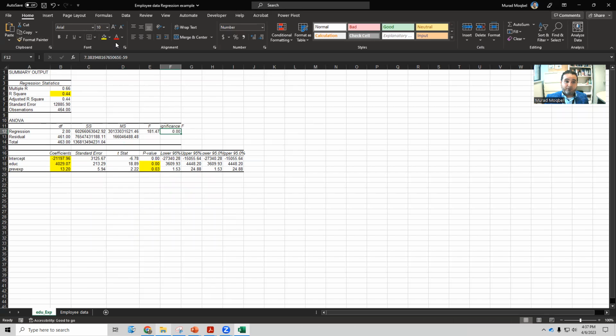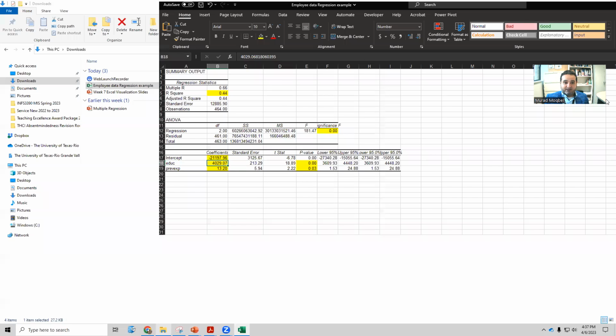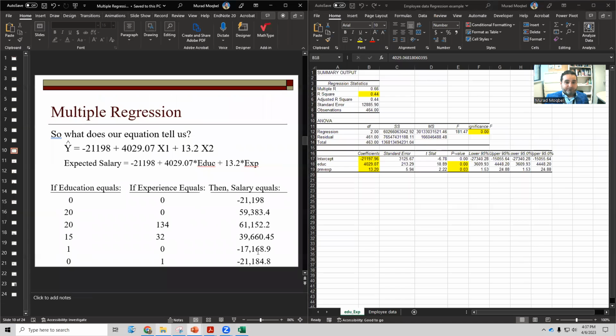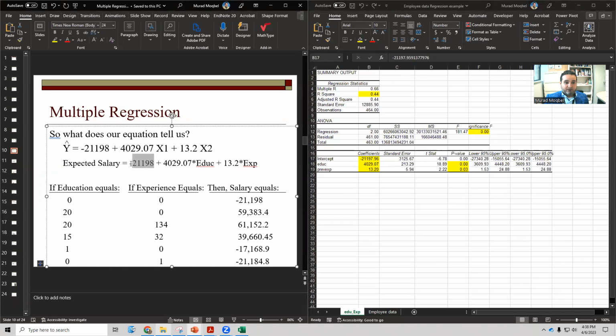And this is the significance of the model itself. So it is very highly significant, right? So those are all that we need to look at when we are evaluating our regression. So we can see that education, and these are the exact results that we got from here, right? So this is the y-intercept. We put it here, and this is the beta coefficient for education. We put it here. It's a plus, and this is the beta coefficient for experience. We put it here. So you got the idea, right?